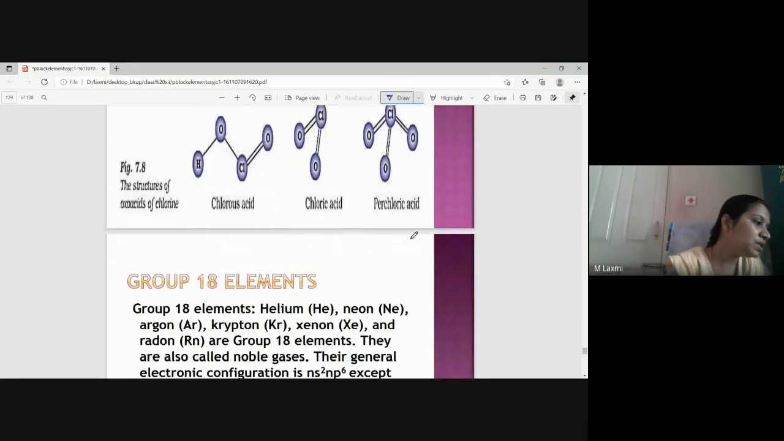I think not much information about oxo acids. Whether much is given in the textbook? No, ma'am, they have directly skipped to group 18.